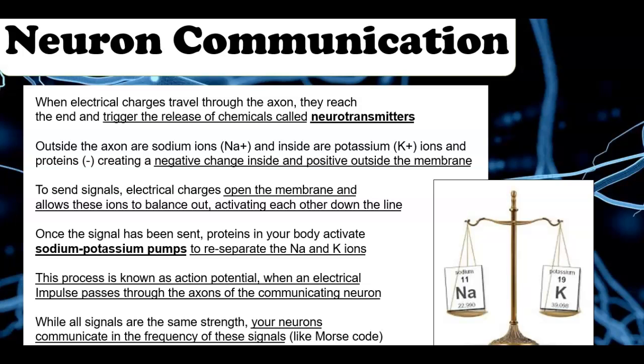This process is known as action potential, when an electrical impulse passes through the axon of the communicating neuron. While all signals are the same strength, your neurons communicate in the frequency of these signals. So I like the example of Morse code. You guys don't know what that is? You should look it up. That's why I'm making a tapping noise.